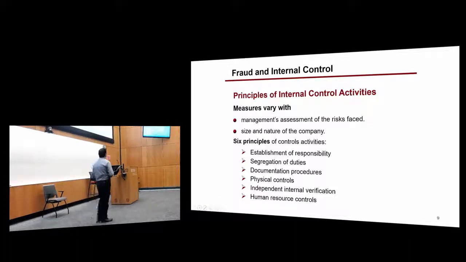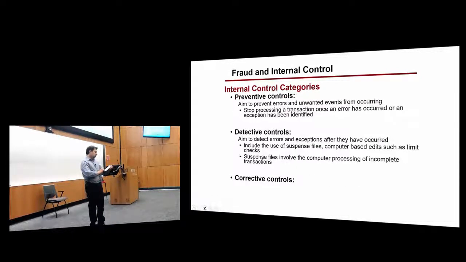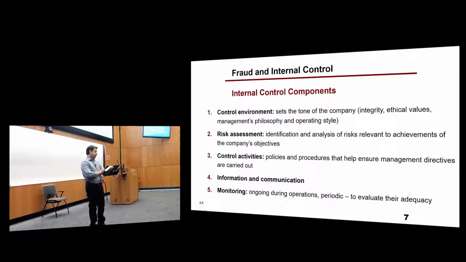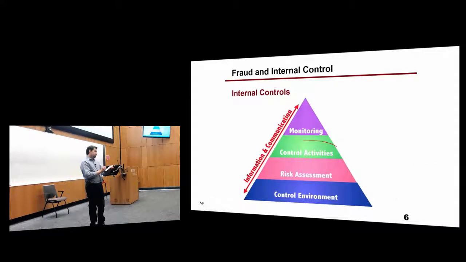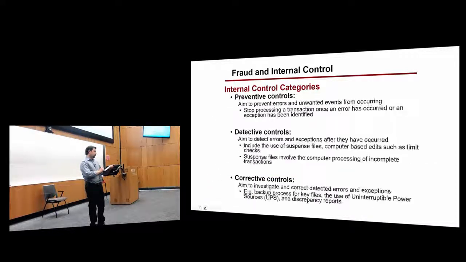Okay? So there are 6 principles usually associated with internal control activities. We will be focusing on internal control activities. You remember we had 5 components, right? These are the ones here, the pyramid. Those are the 5, okay? We will be focusing on this one here, because these are the procedures that the companies actually implement to do that.